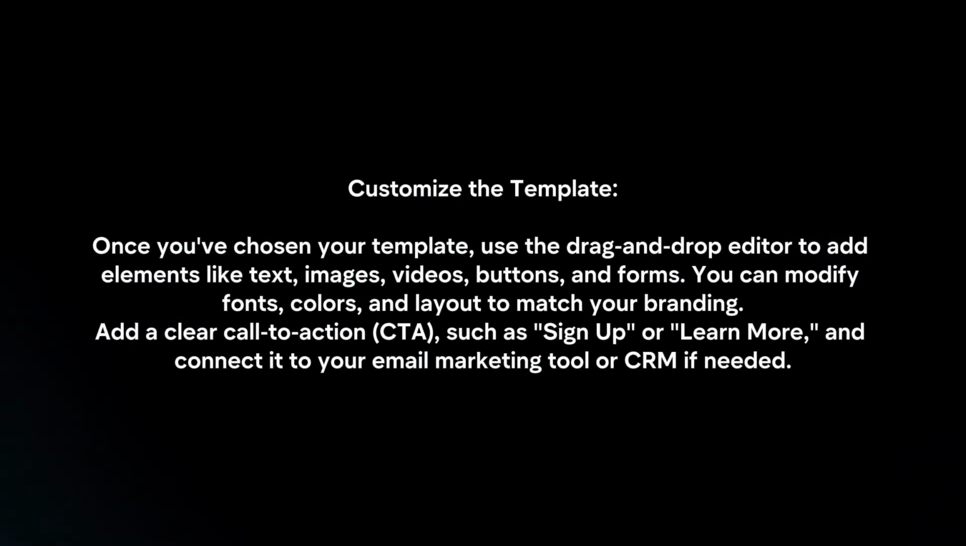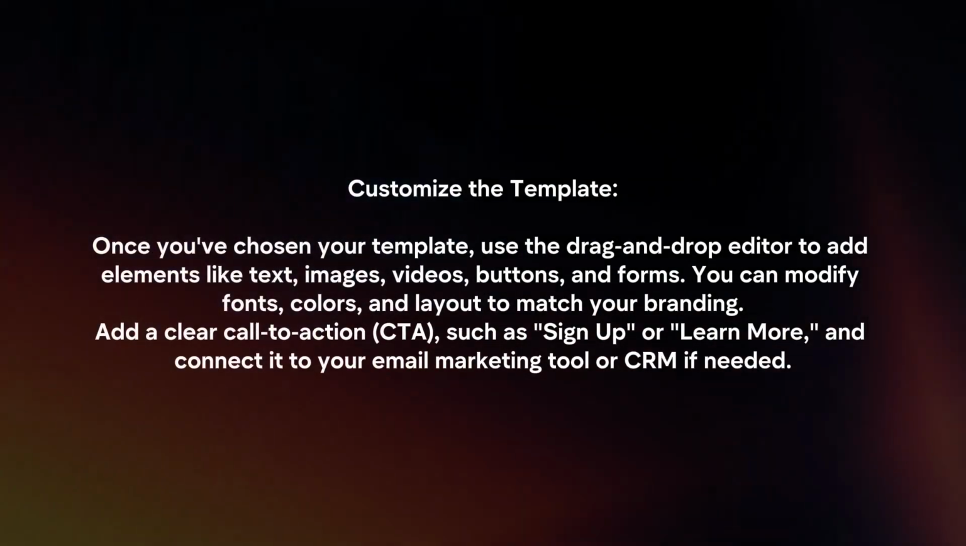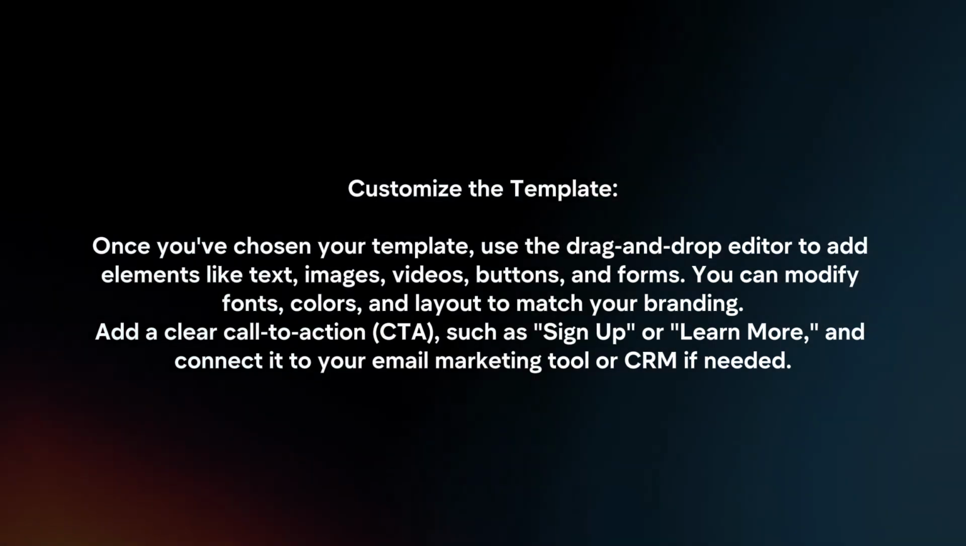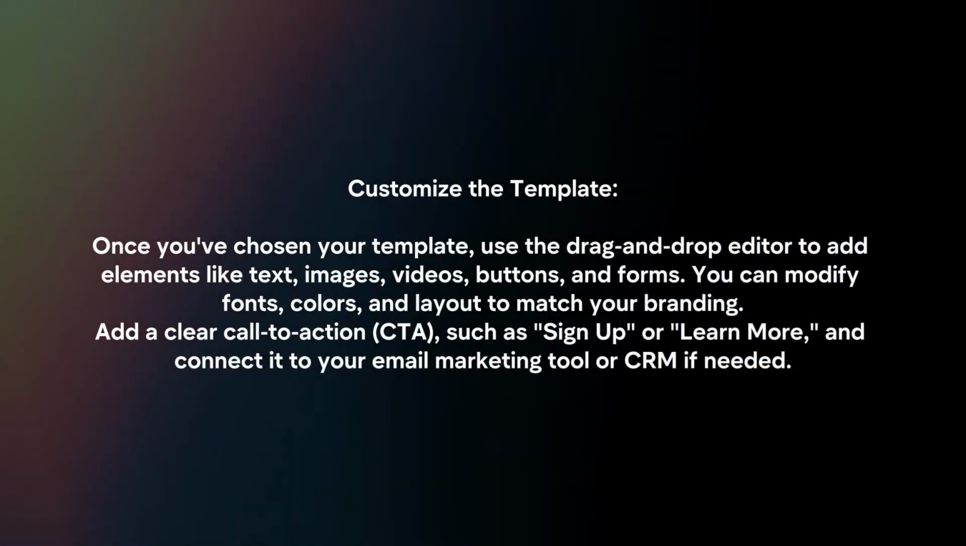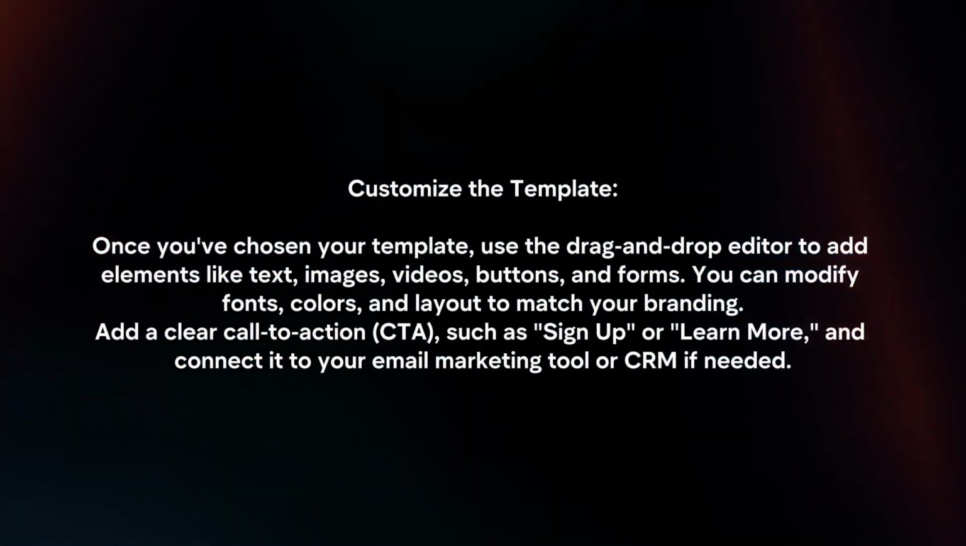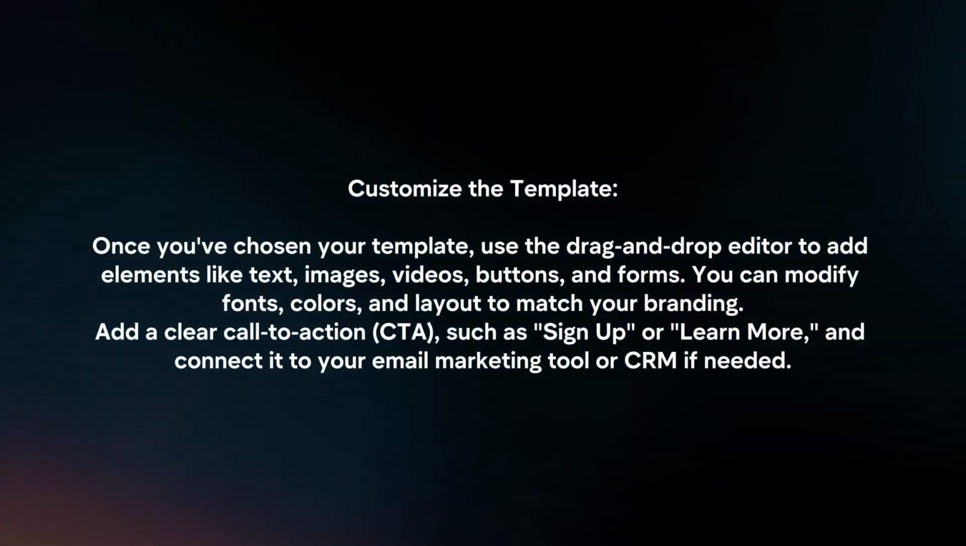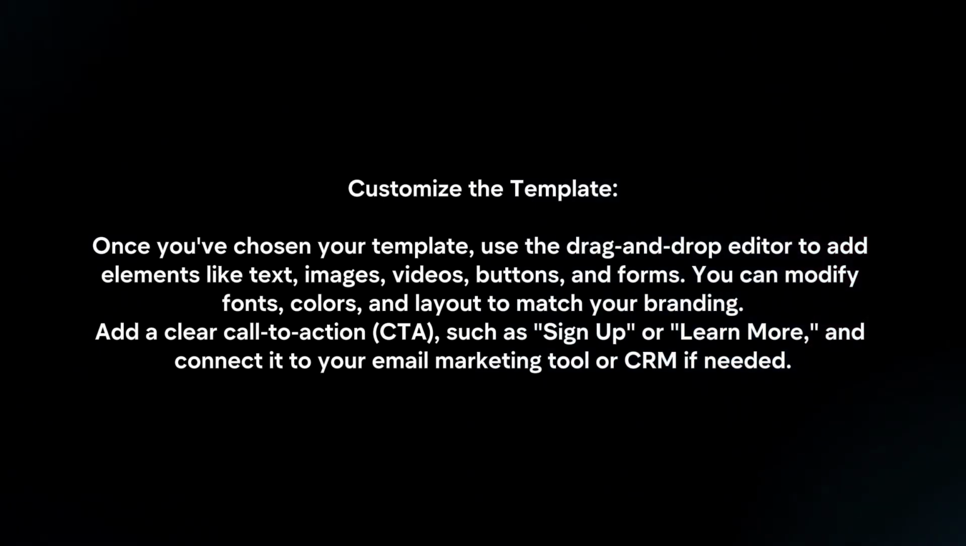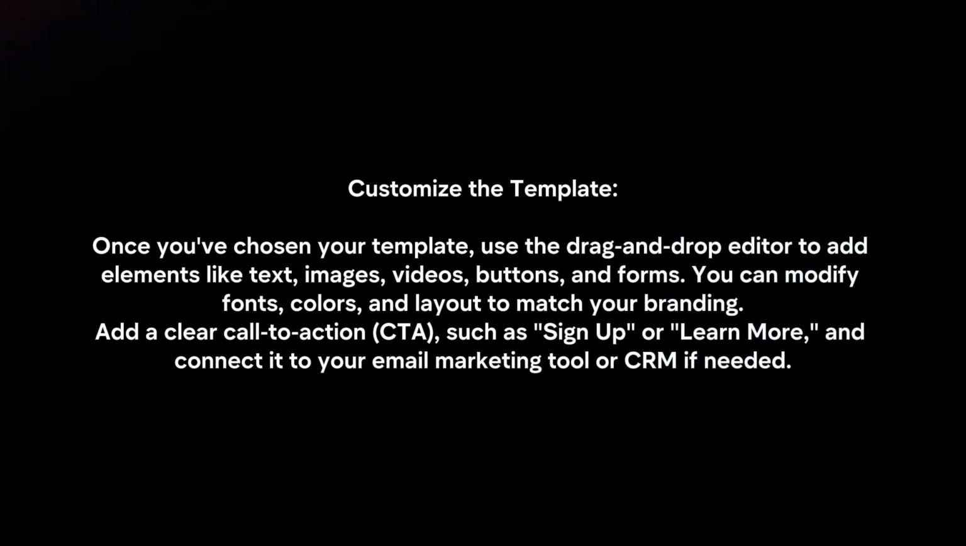Customize the template. Once you've chosen your template, use the drag and drop editor to add elements like text, images, videos, buttons, and forms. You can modify fonts, colors, and layout to match your branding. Add a clear call to action, such as sign up or learn more, and connect it to your email marketing tool or CRM if needed.